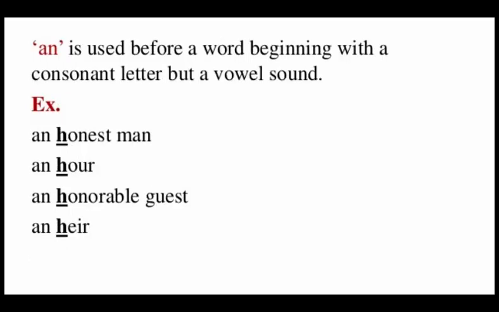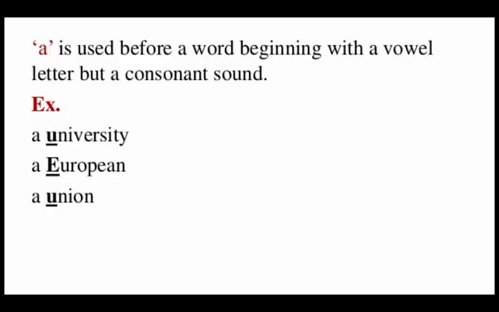An is used before a word beginning with a consonant letter but a vowel sound. I told you this as well. An honest man, an honorable guest, and an hour. A is used before a word beginning with a vowel letter but a consonant sound: a university, a Europe, a union. So these are words that begin with a vowel letter, but they sound like consonants.